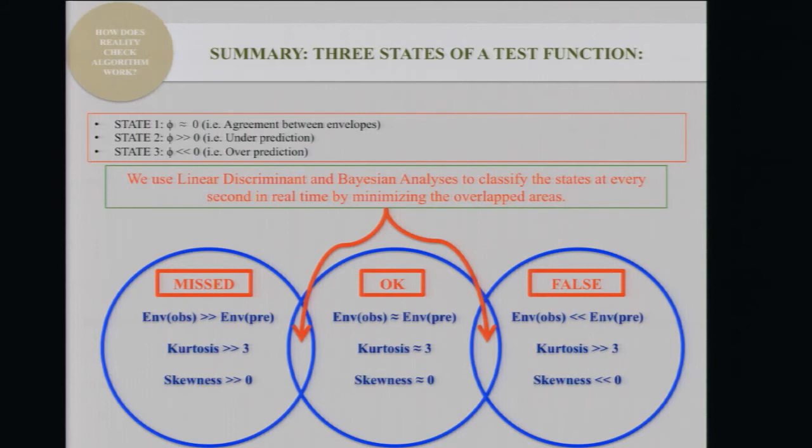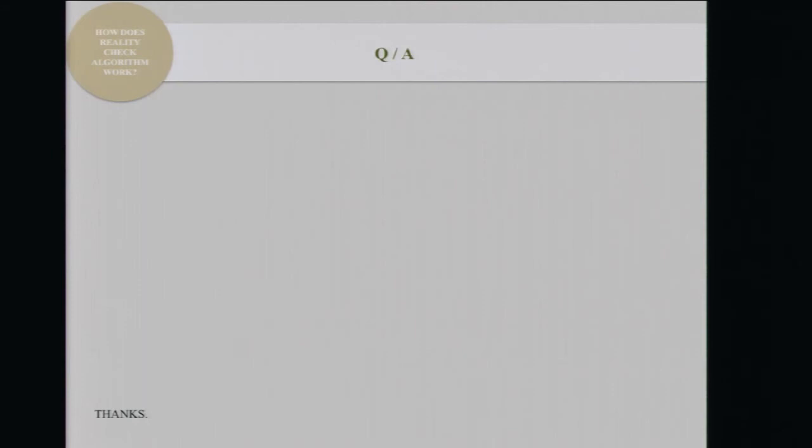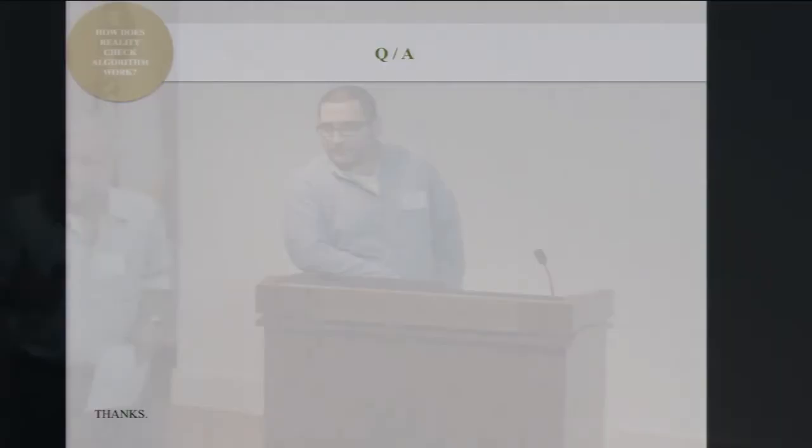So if there's only one thing I want you to take home with you after my talk, it is this punchline. Our work, the reality check algorithm, uses the envelopes of ground motions to check the validity of the messages sent by the system. So on that note, I'm done. I can take some questions now. Questions?